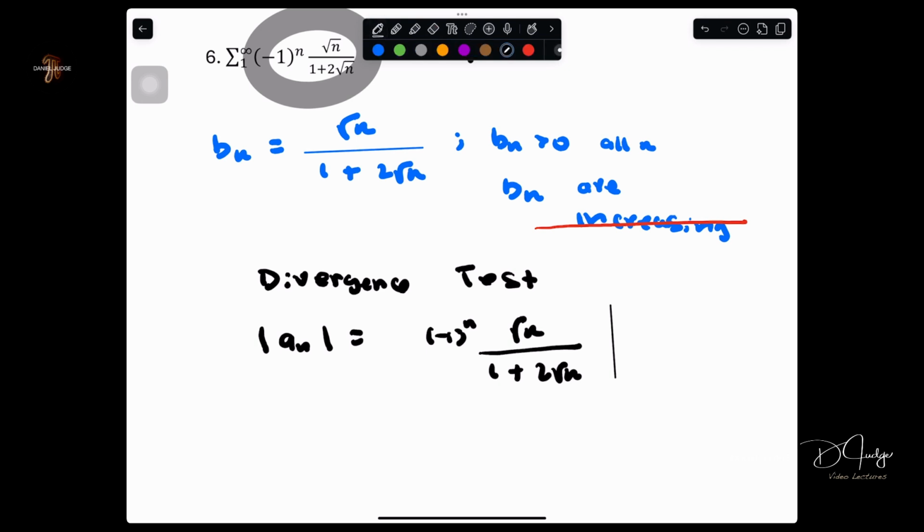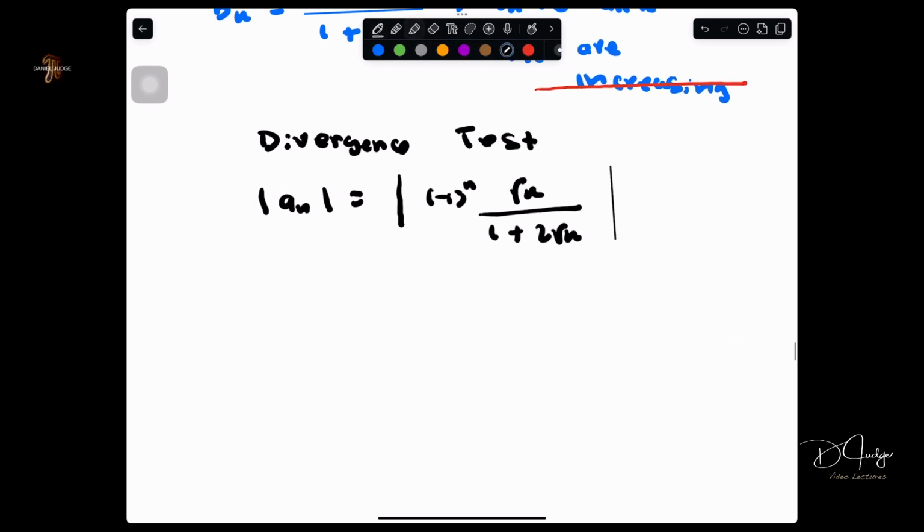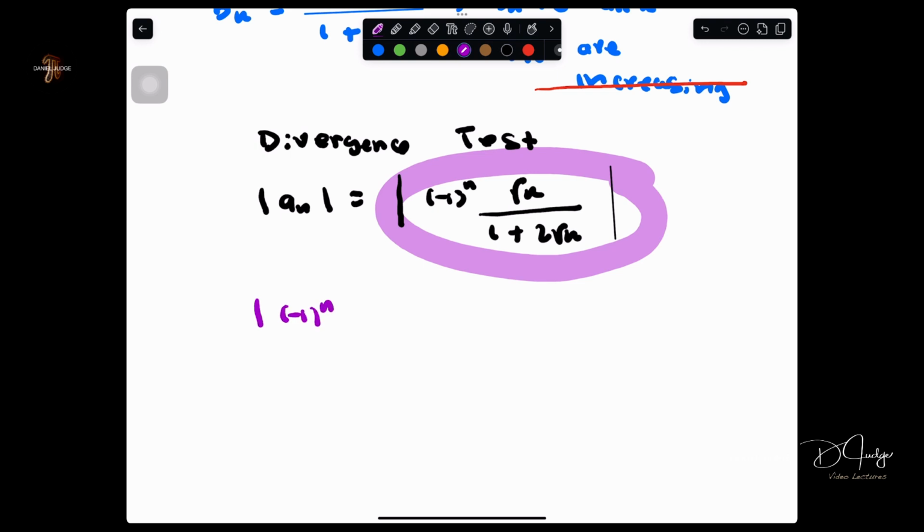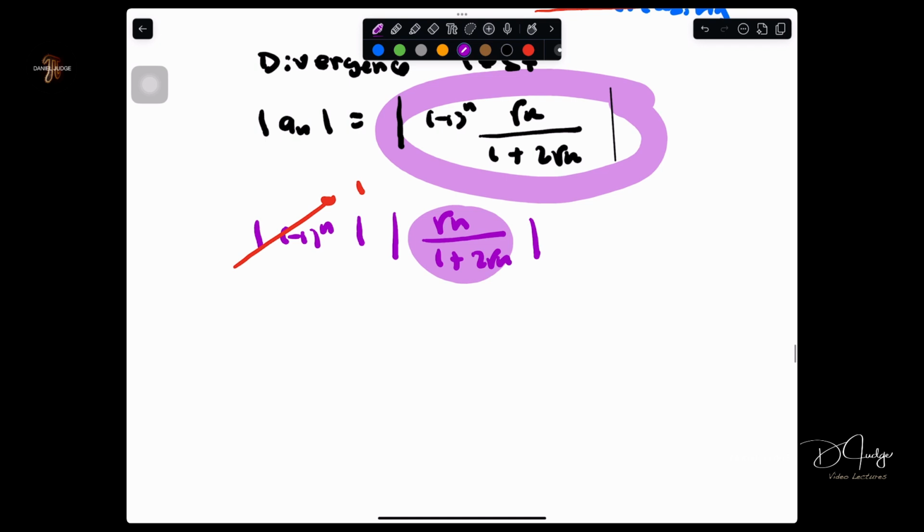All right. So we're going to use some algebra here with absolute values. The absolute value of a product is the product of absolute values. This is 1. All the terms inside are positive because n is natural numbers. So what we're seeing here is simply that the absolute value of An is the square root of n over 1 plus 2 square root of n.